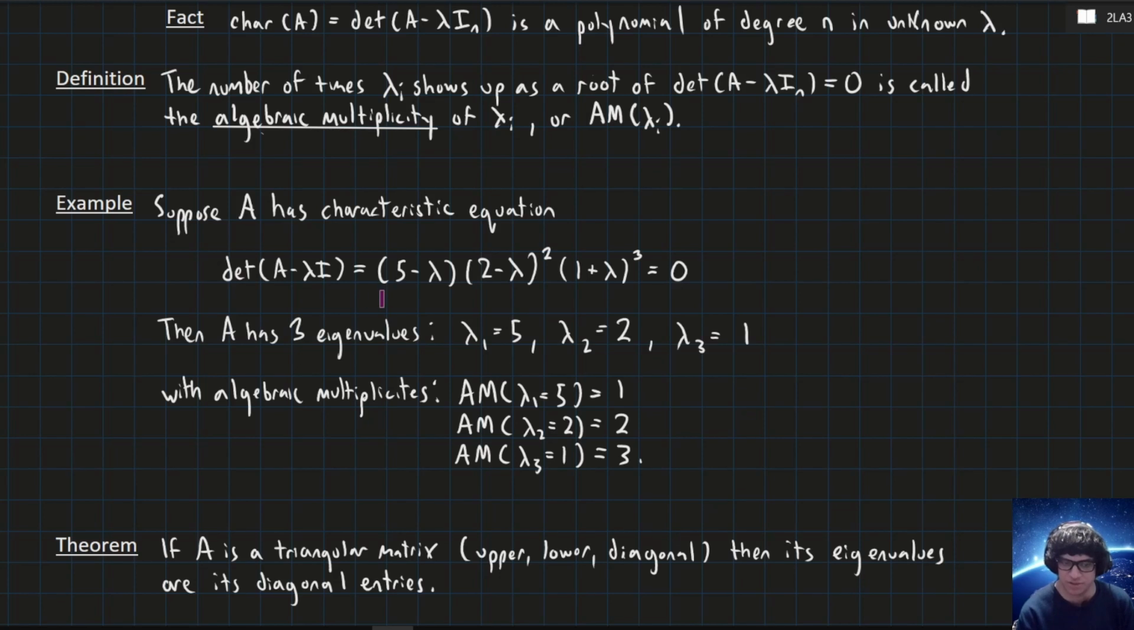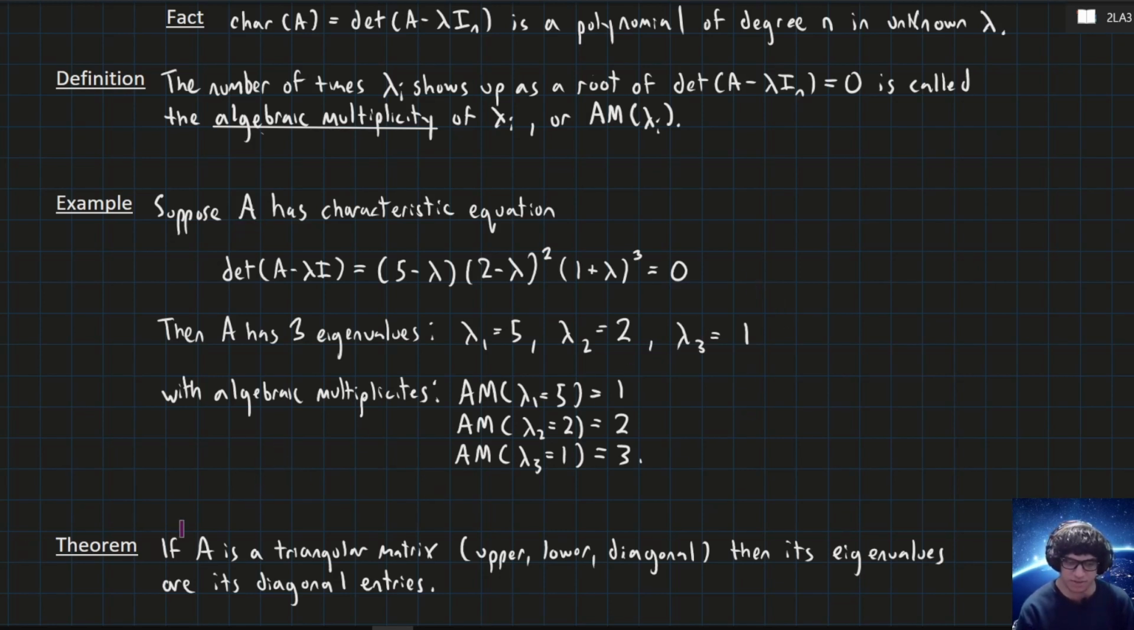Another fact is we can tell the size of the matrix just by its characteristic equation. If we were to expand all this out, we would get lambda to the power of 6 as the highest lambda power, right? So that means this equation has degree 6, and that means A must have been a 6 by 6 matrix. Okay?